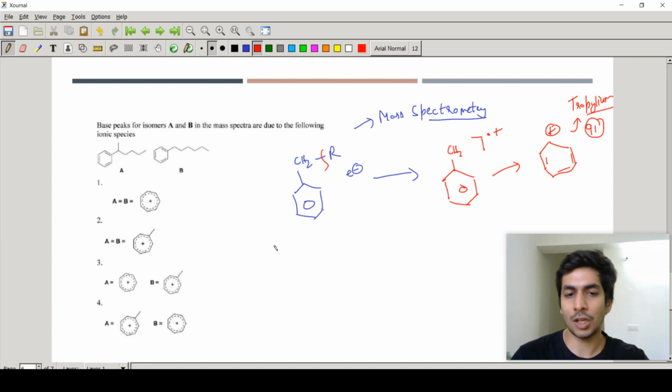So what is the base peak? I hope you know that the base peak is the most intense peak in the mass spectra. That means the peak that is highly stabilized. So all of you know that because of the aromatic character, this tropylium ion is highly stabilized. So generally it comes as a base peak.